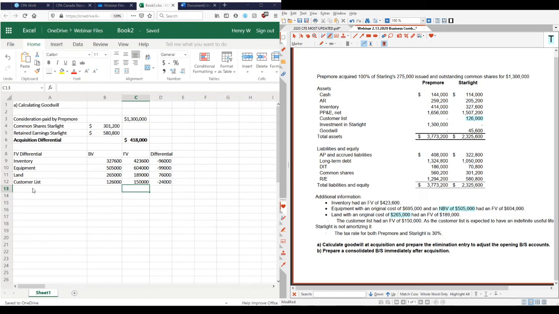Starlight also had goodwill on their balance sheet, so we're going to put 45,600. Now there's no fair value because it's just part of the business that you are going to acquire. Okay, so 45,600. Now this is where things get a little bit difficult, which is the deferred income tax. So I'm just going to create another section here, deferred income tax basis.